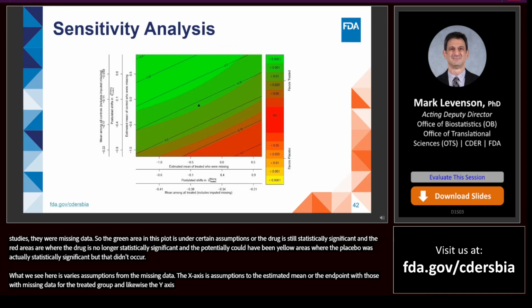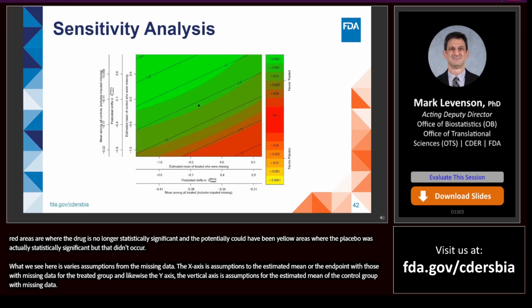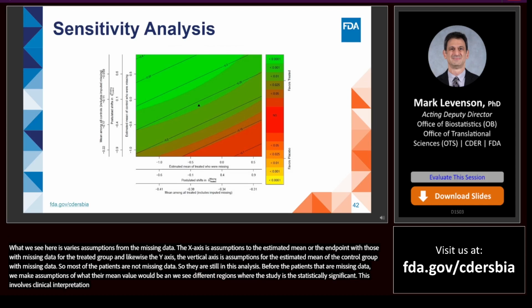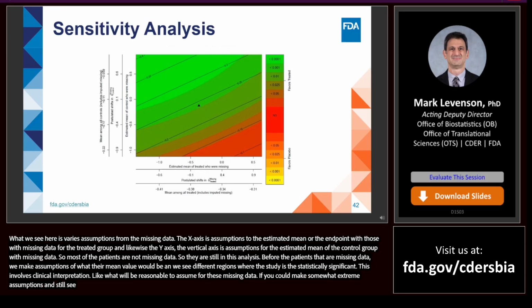Most of the patients are not missing data, so they're still in this analysis. But for the patients that are missing data, we make assumptions of what their mean value would be. And we see different regions where the study is still statistically significant. So this involves clinical interpretation, like what would be reasonable to assume for these missing data. If you can make somewhat extreme assumptions and still see a statistically significant result, then maybe the bias from the missing data is not a big deal. So this involves, again, clinical judgment, but allows you to explore different assumptions for the missing data and maybe see how strong the primary result is.